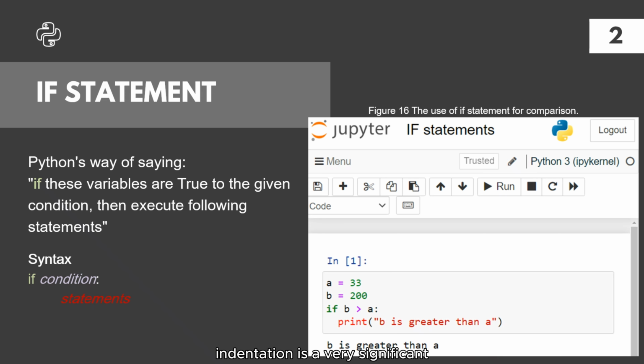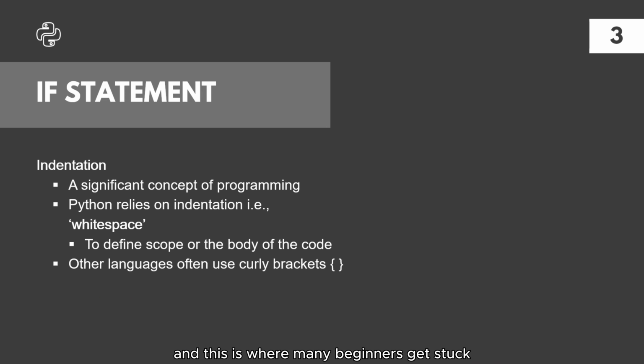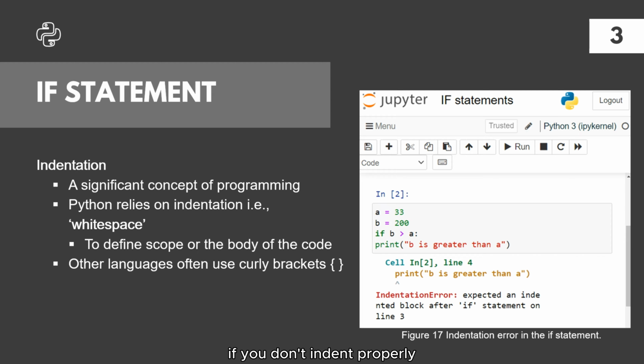Indentation is a very significant concept of any programming language, and this is where many beginners get stuck. Unlike other languages that use curly brackets to group code, Python relies entirely on white space to define the scope or body of your statement. If you don't indent properly, you will get an error, and your code won't know which instructions belong to the if statement. Python relies on indentation, that is white space at the beginning of a line, to define scope or the body of the code.